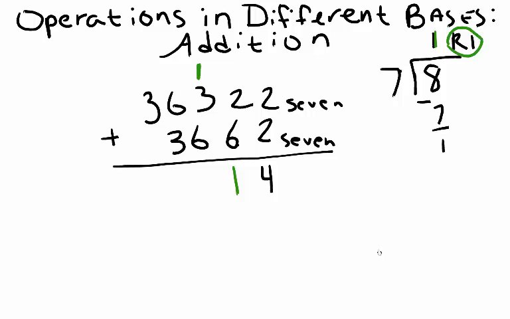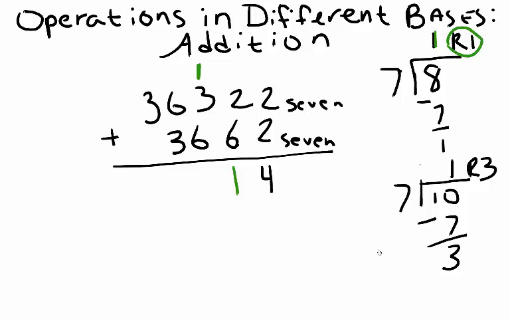Next, I add 3 plus 6 plus 1. In base 10, that gives me 10. So then I'll say to myself, how many times does 7 divide into 10? 7 divides into 10 one time, with a remainder of 3. So I take my remainder of 3, write it here, and I carry the 1, which represents a group of 7.